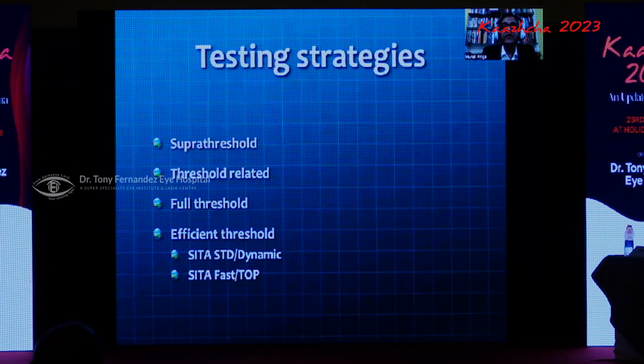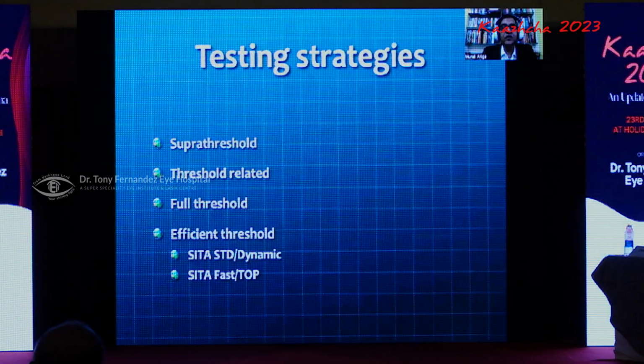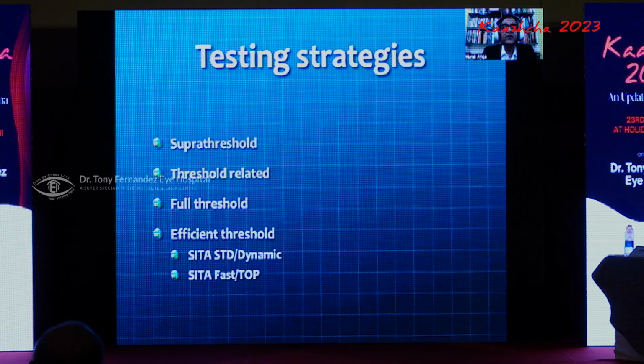So what are the testing strategies available to us when we do perimetry? We have supra-threshold, threshold-related, full threshold, and the efficient thresholds. Efficient thresholds include the commonly performed tests like SITA Standard and SITA Fast, and in the Octopus perimeter, you have the dynamic and the tendency-oriented perimetry called TOP. By default, most of the Humphrey machines will do SITA only. We don't do full threshold, threshold-related or supra-threshold for almost any patient nowadays. We only do efficient threshold, SITA or SITA Fast.